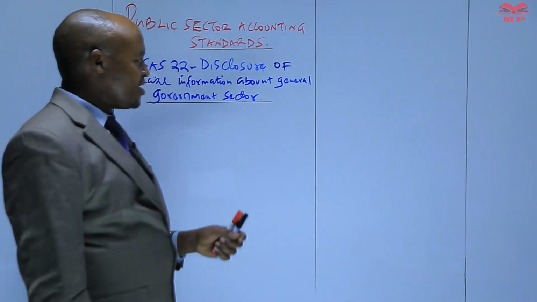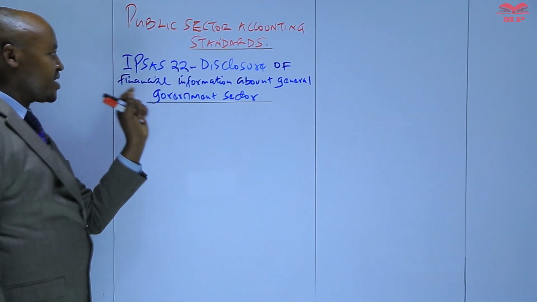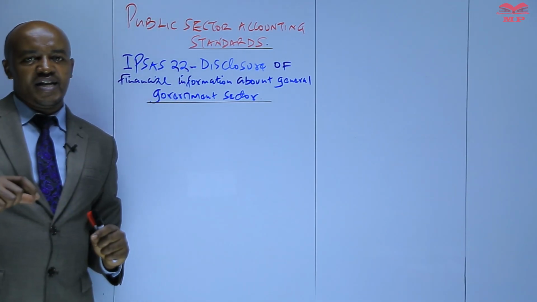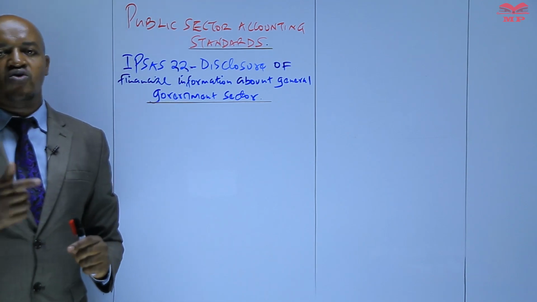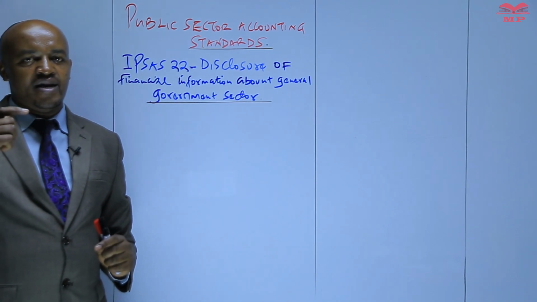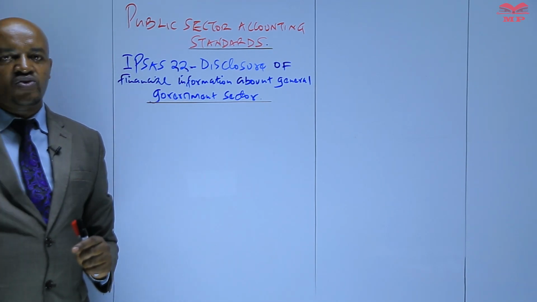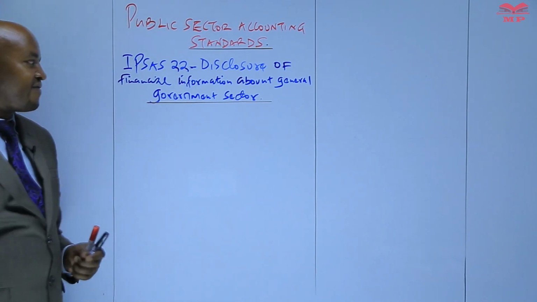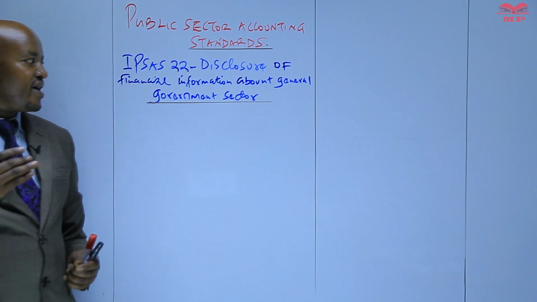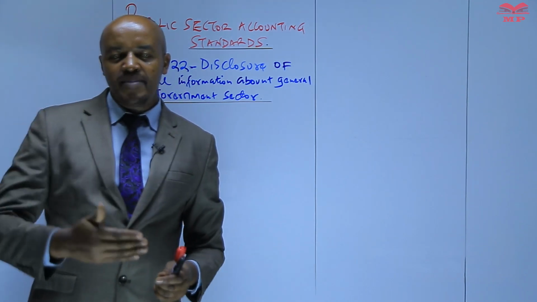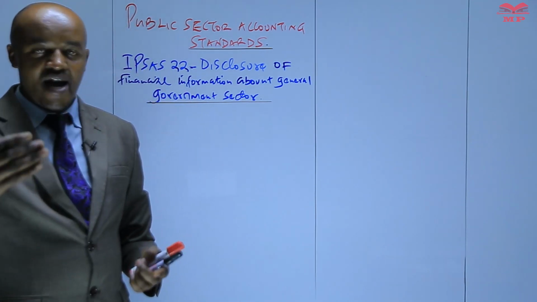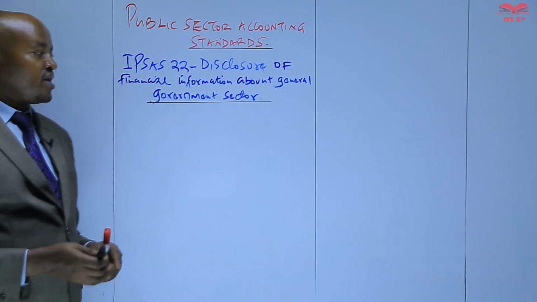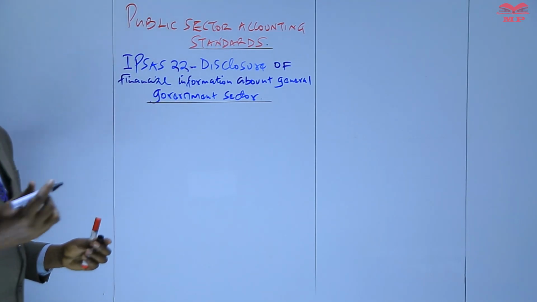Now, this particular standard, that is IPSAS 22, basically establishes the disclosure requirements for financial information by what we refer to as the general government sector. So the public sector entities, which information are they required to disclose in accordance with this particular standard?